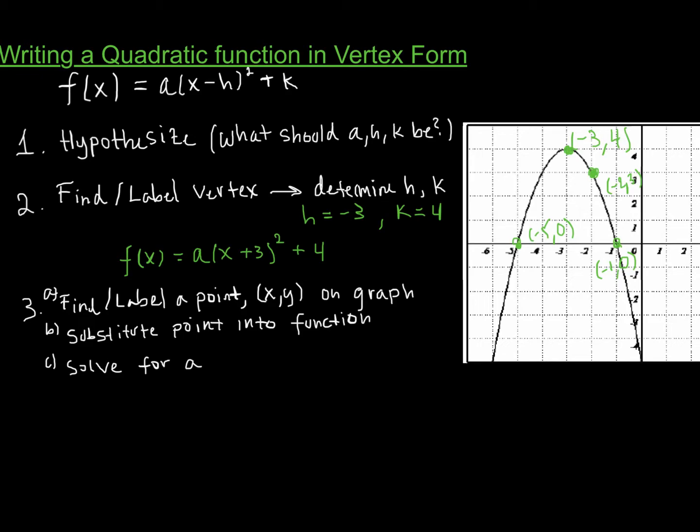Okay, so in order to find our a value, what we want to do is find and label a point, an xy coordinate point on the graph. One note about this: what kind of point do we want to pick? Do we want to just pick any random point? No, let's pick a nice point that is really easy to plug in and use. In other words, it has integers for both the x and the y coordinates, so I've labeled a couple here.